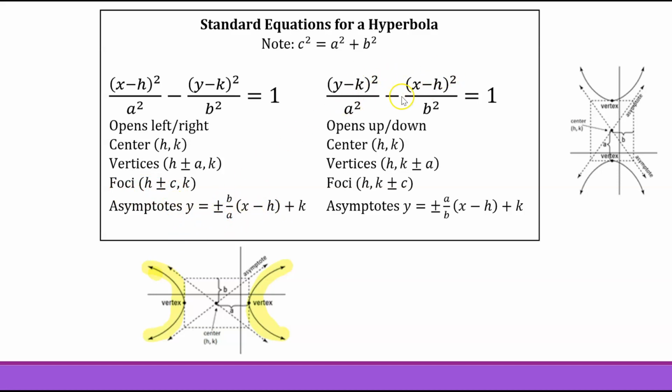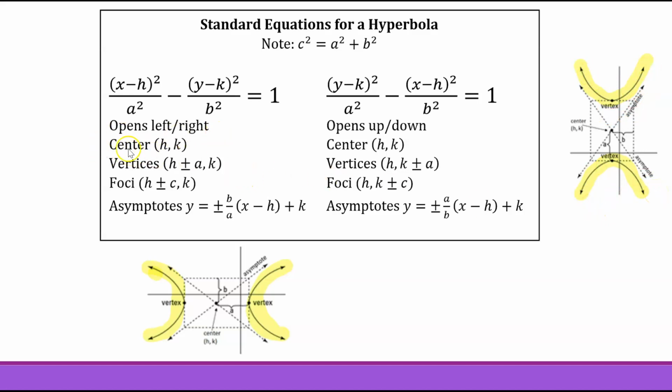And then over here we have another version of the standard equation. This one has the y variable first, so y minus k squared over a squared. So this time the y variable is positive, minus x minus h as a quantity squared over b squared equals 1. So when the y variable is positive, that means that the hyperbola is going to open up and down. It doesn't have to do with the numbers on the bottom. It has to do with whether the x variable is positive, in which case it opens left or right. If the y variable is positive, then it opens up and down.